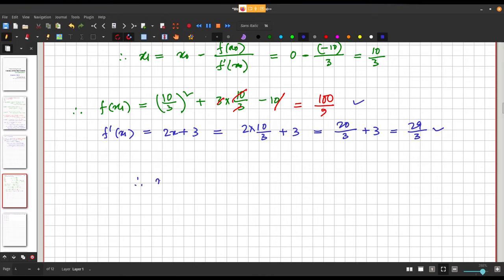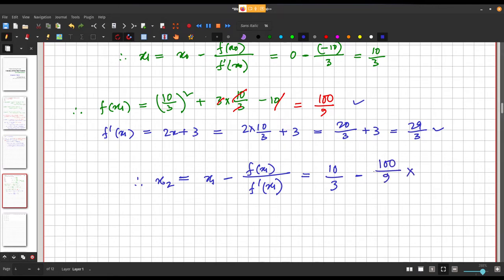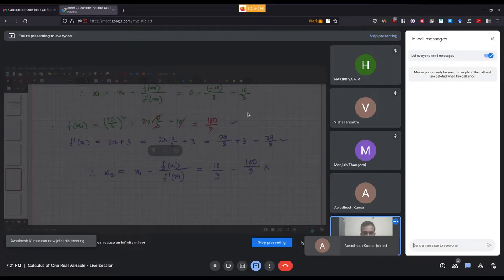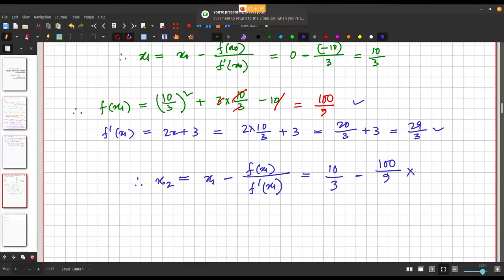So these are the values that we have to use for the second iteration. In the second iteration, we will get the point x2. This will be x1 minus f(x1) divided by f prime(x1). So here this is 10 by 3 minus 100 by 9, then divided by f prime(x1).